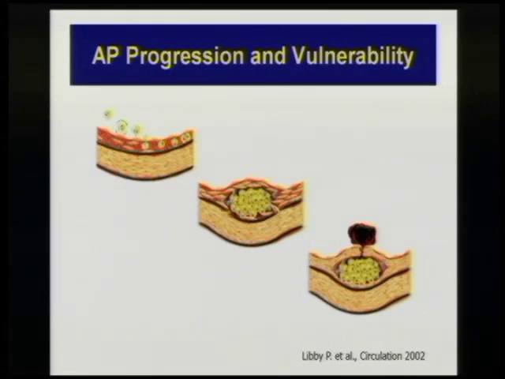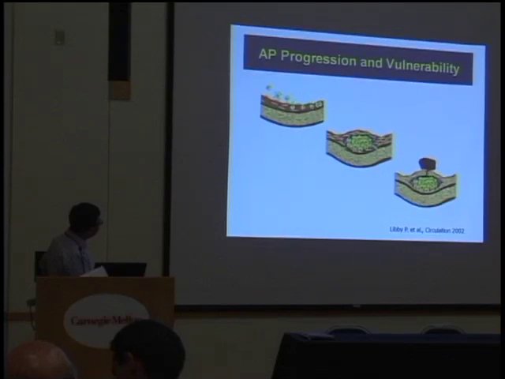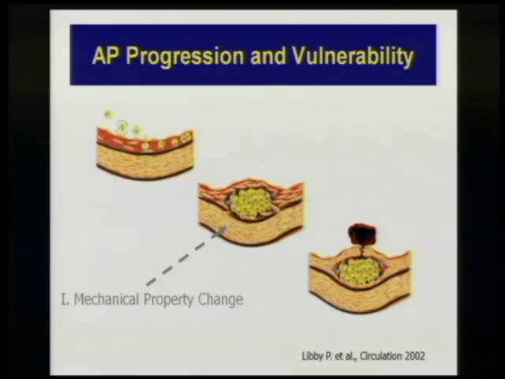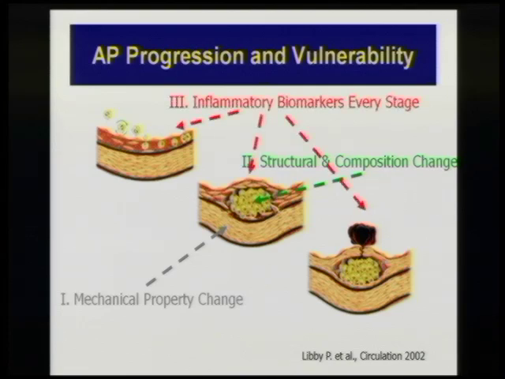So this is another cartoon of a lumen blood vessel. From the beginning, a leukocyte is recruited to the endothelial cell, and as the plaque progresses there are compositional and structural changes until it ruptures. There are mechanical property changes due to this development in the blood vessel, and compositional changes, especially large lipid cores. And there is ongoing inflammation from the beginning stage of atherosclerotic plaque until it ruptures.